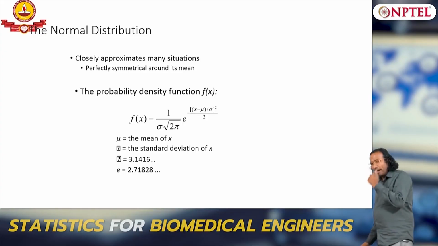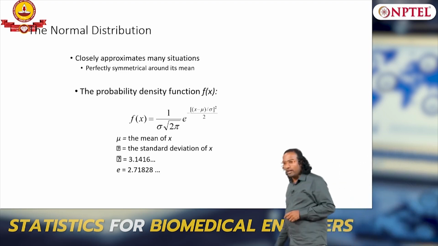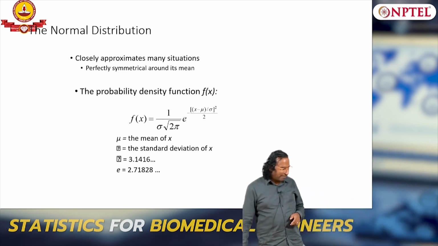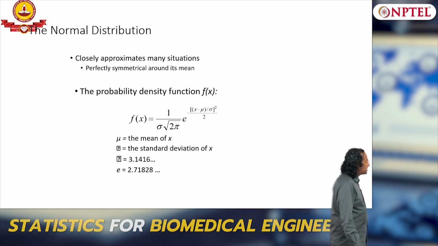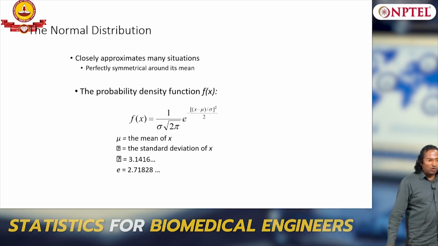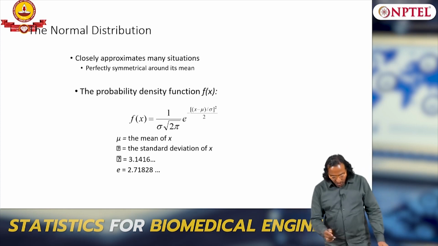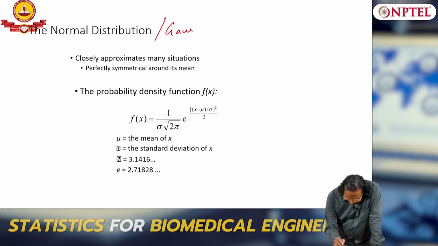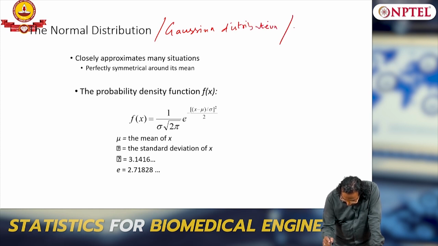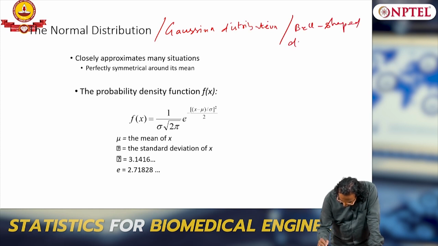So I will introduce binomial distribution, normal distribution today. I will not promise that we will cover it all, it will take some time. This is the most important distribution I would like to spend time on. This is also called the normal distribution or Gaussian distribution or bell shaped distribution.